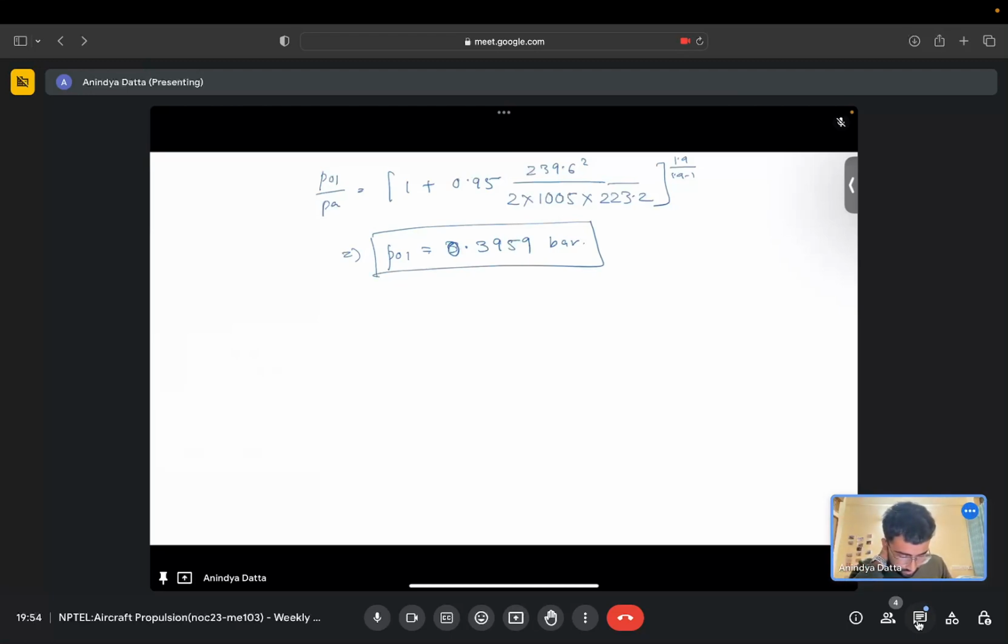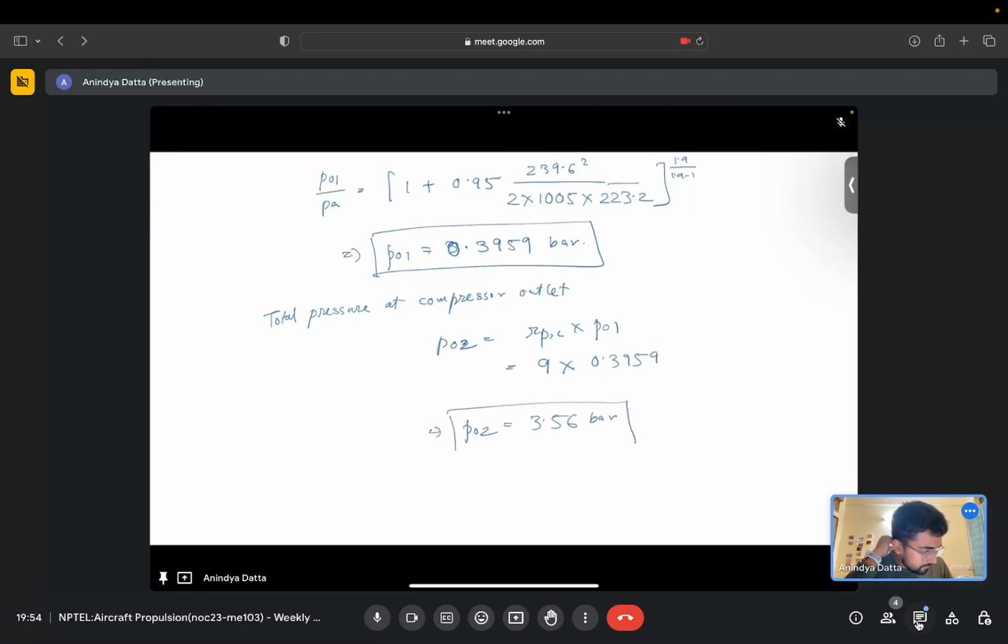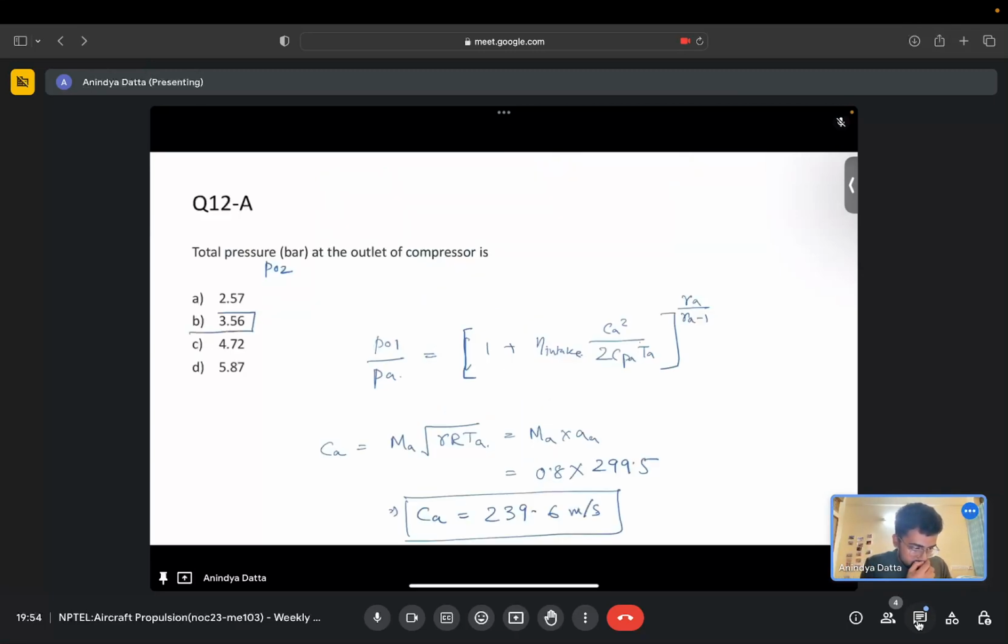The total pressure at compressor outlet, that is P02, should be equal to the compressor pressure ratio times the inlet pressure. The compressor pressure ratio is 9, so 9 times 0.3959, and P02 will come as 3.56 bar. So it is option B.